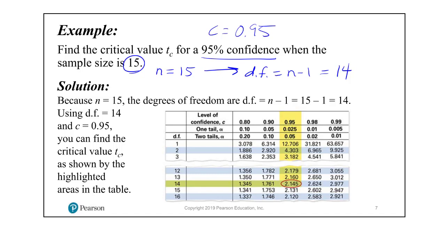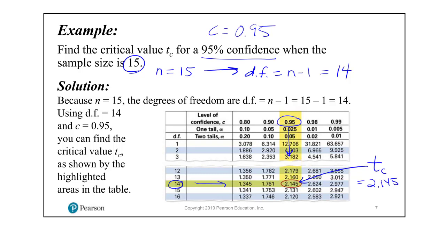Then we would go into the chart. There's our 95% confidence level. There's our 14 degrees of freedom. Again, we follow down in there, and we would get 2.145 as our tC value. So that's how we could do it with the chart.